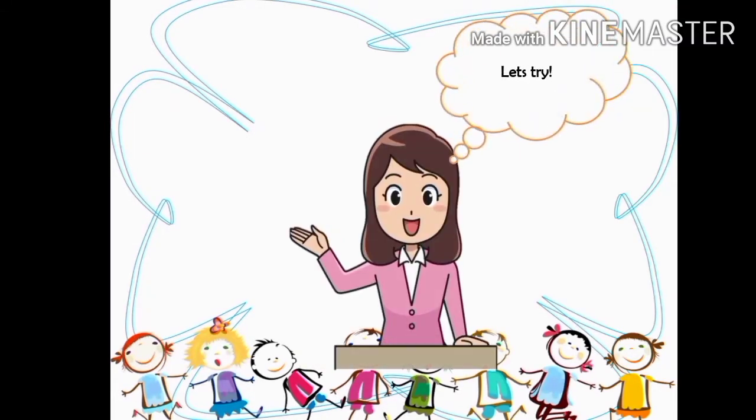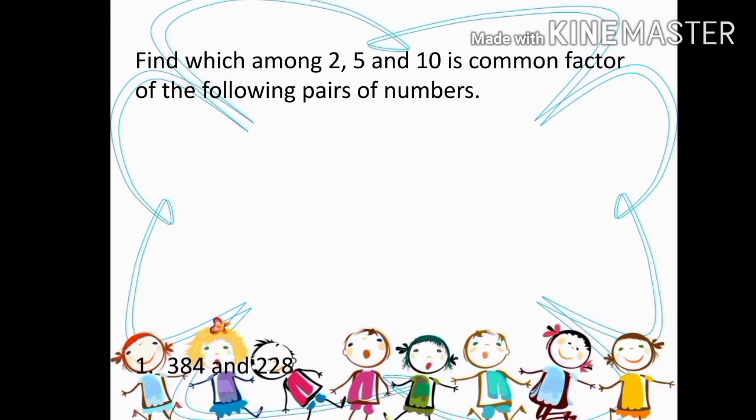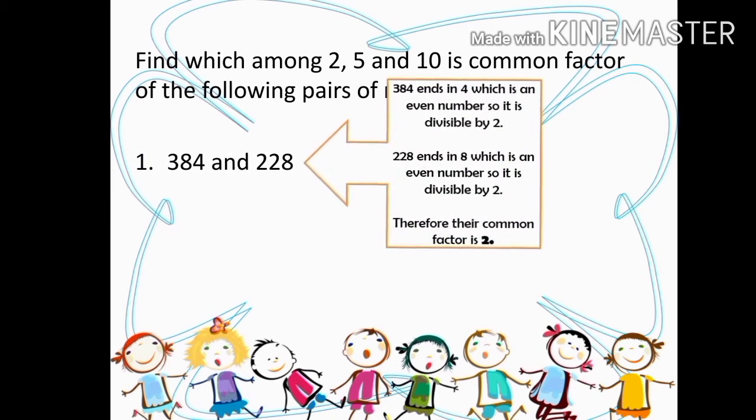Let's try, okay? Let's try to answer the following activity. You can write your answer in your notebook, on your paper, on your scratch paper, or you can write it on the comment section below. Are you ready? Okay, yes, I am sure you are. Which among 2, 5, and 10 is a common factor of the following pair? Number 1, 384 and 228. Which is a common factor? You got it correct?